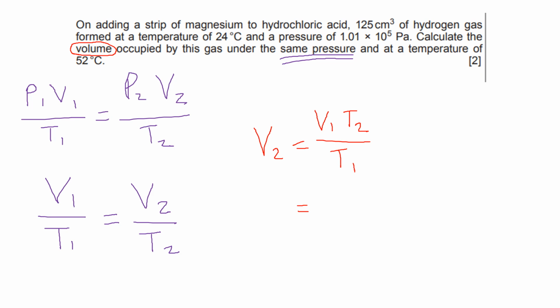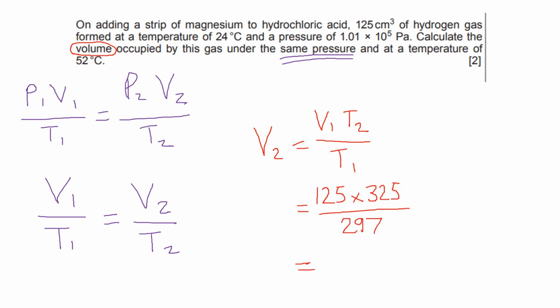Now, I've told you in the previous slides that volume should be in meters cubed. However, for the purposes of this question, we can leave it in centimeters cubed, and it just means our answer will come out in centimeters cubed. So I'm going to stick with 125. We do still have to convert the temperature into Kelvin because it's got a non-linear conversion system. So T2 is 52 plus 273. So that's 325. And then we divide by T1, which was 24 degrees, plus the 273 is 297.